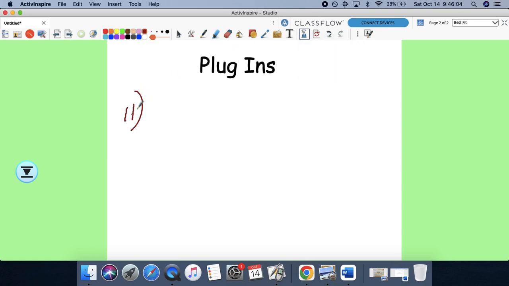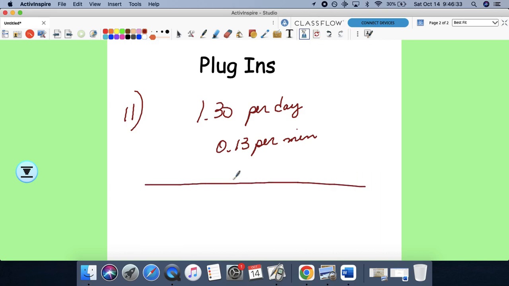11. A phone company calling plan costs $1.30 per day plus 13 cents per minute. Which of the following represents the total charge in dollars of having this international plan and talking X minutes in one day? So if you want to know what your charges are in just one day, well, you know for sure you're going to pay $1.30 for the whole day.